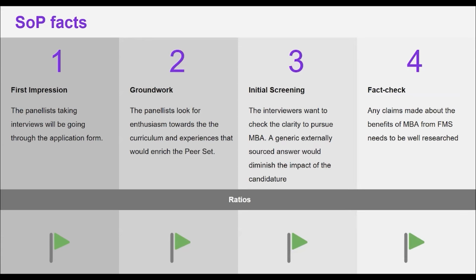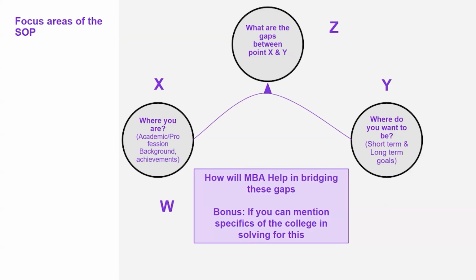All right. So I think we can move to the next page. So what are the focus areas in your SOP? You should think of your life in this sense. Where are you right now? That is your position X. Academically, professionally, what are your achievements? What is it that constitutes you? That is the position X.